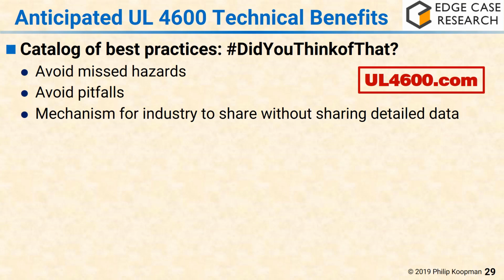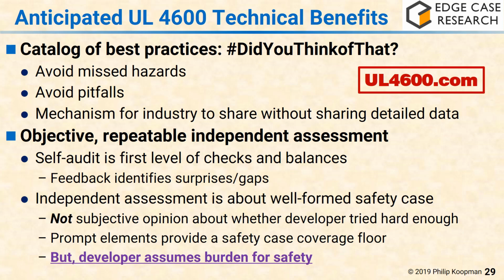It has a bunch of pitfalls, lessons learned usually from mishaps that happen in other industries, including the conventional car industry, and the mechanism for industry to share without sharing the design details. This objective, repeatable, independent assessment is what we hope will be one of the benefits. There's a self-audit to be a first level of check and balance. And if you miss things, the feedback is there to identify surprises and gaps. The independent assessment is there for a well-formed safety case.